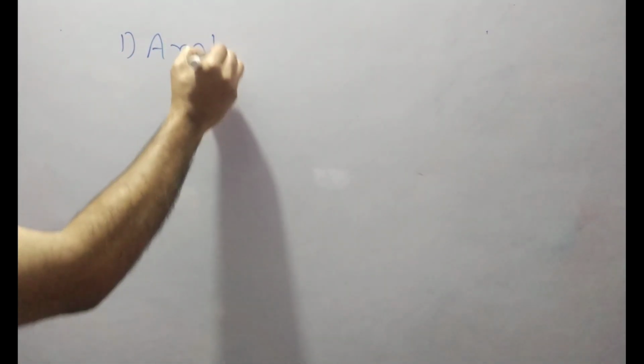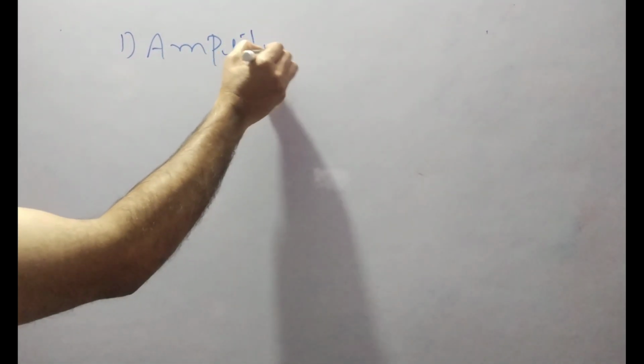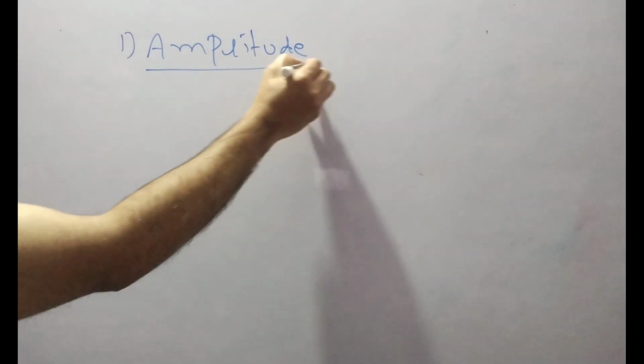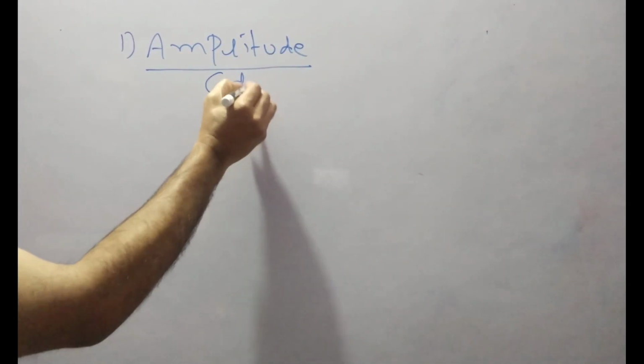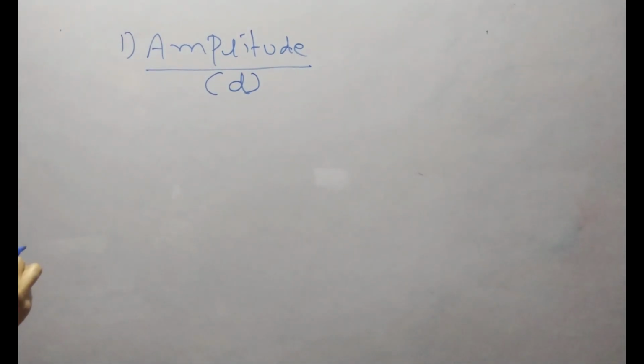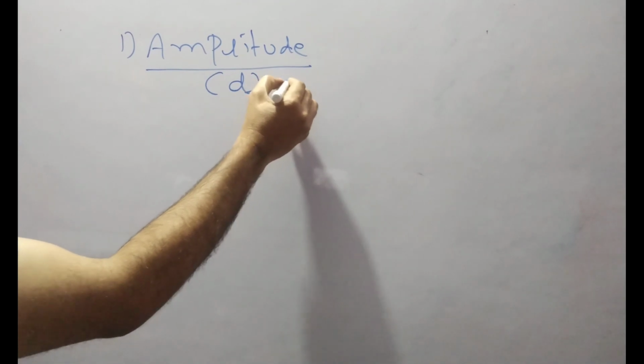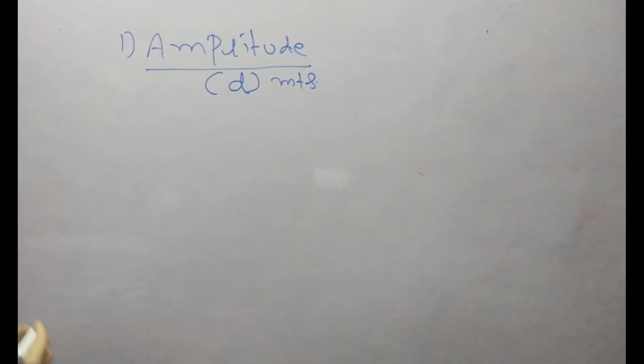So first is amplitude. I am writing the definition. I will explain. In physics, in the waves, we will use this notation small d for amplitude. And the SI unit for amplitude is meters, so we have to write down meters here. So what is amplitude?